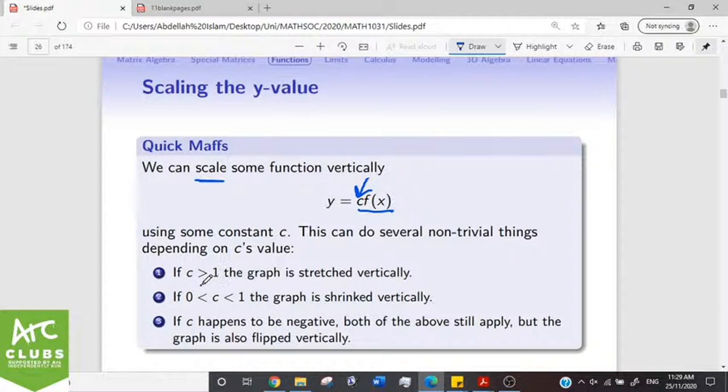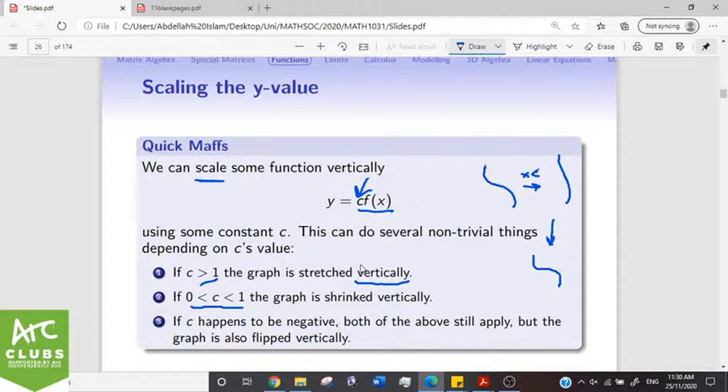So for example, if c is greater than 1, then the graph is actually stretched in the vertical direction. You can think of it like if we had a graph that looked like this, we multiply it by a c that's greater than 1, then it would be stretched out more. And if we multiply the graph by some c between 0 and 1, then we're actually shrinking it vertically, and it would be shrunk vertically, okay?